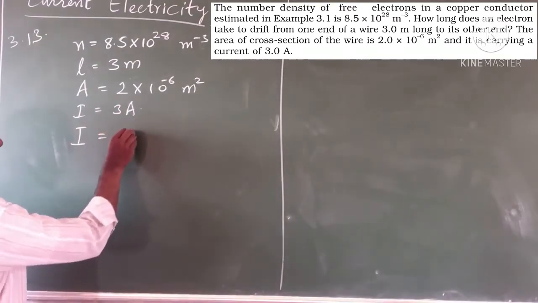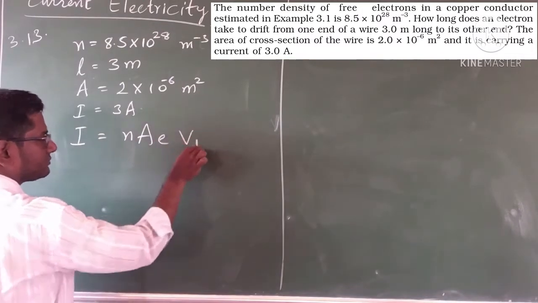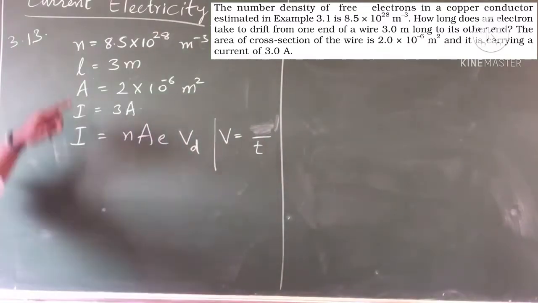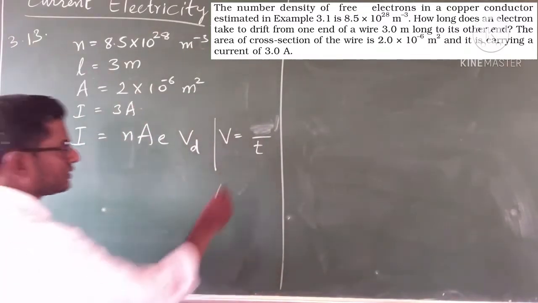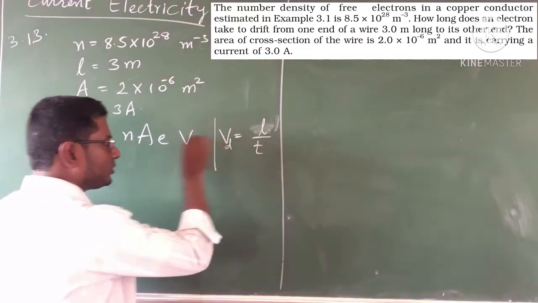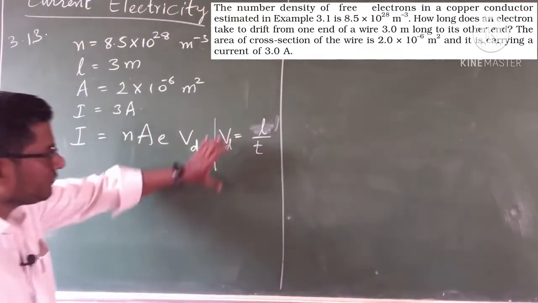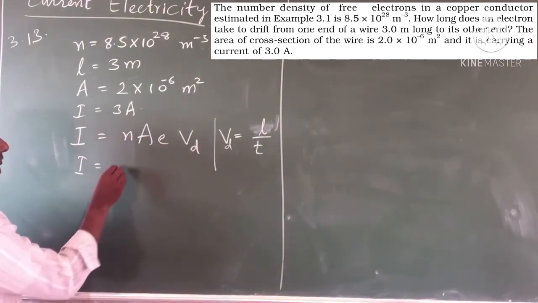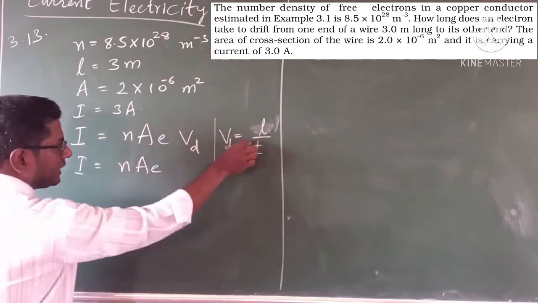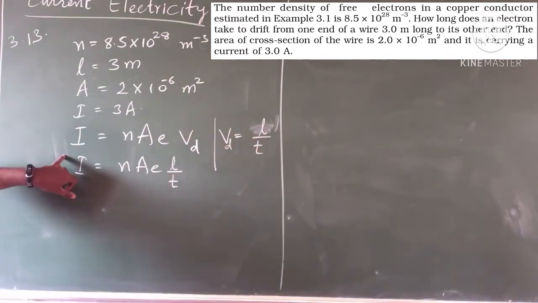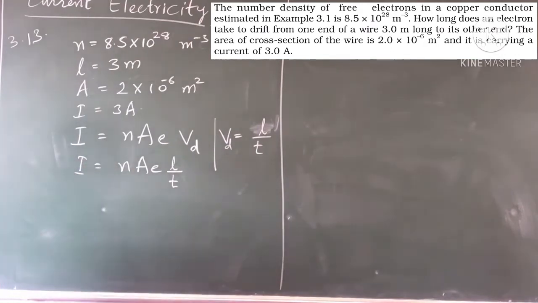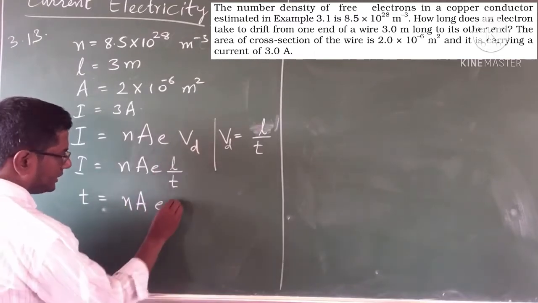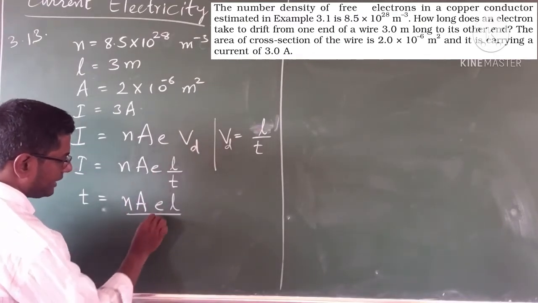I equals N A e Vd. Vd is distance by time. And what is the distance that the electron has to travel? It is going to be the length of the wire, which is given here. So I am going to take it as L. And what kind of velocity am I talking of? It is the drift velocity. So instead of writing Vd here, I can replace it by L by T. So I will be equal to N A e, and instead of Vd, I will write L divided by T. Shift this T to the left hand side, and I can take I to the right hand side. So the equation becomes T equals N A e L, and the whole divided by I.